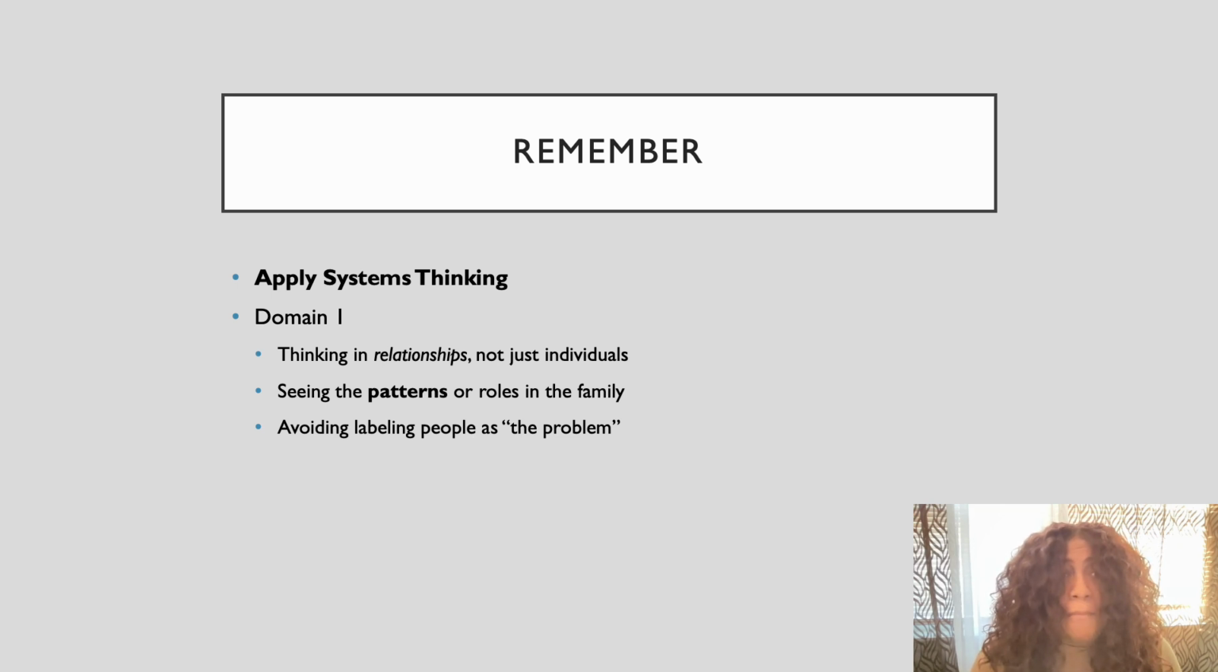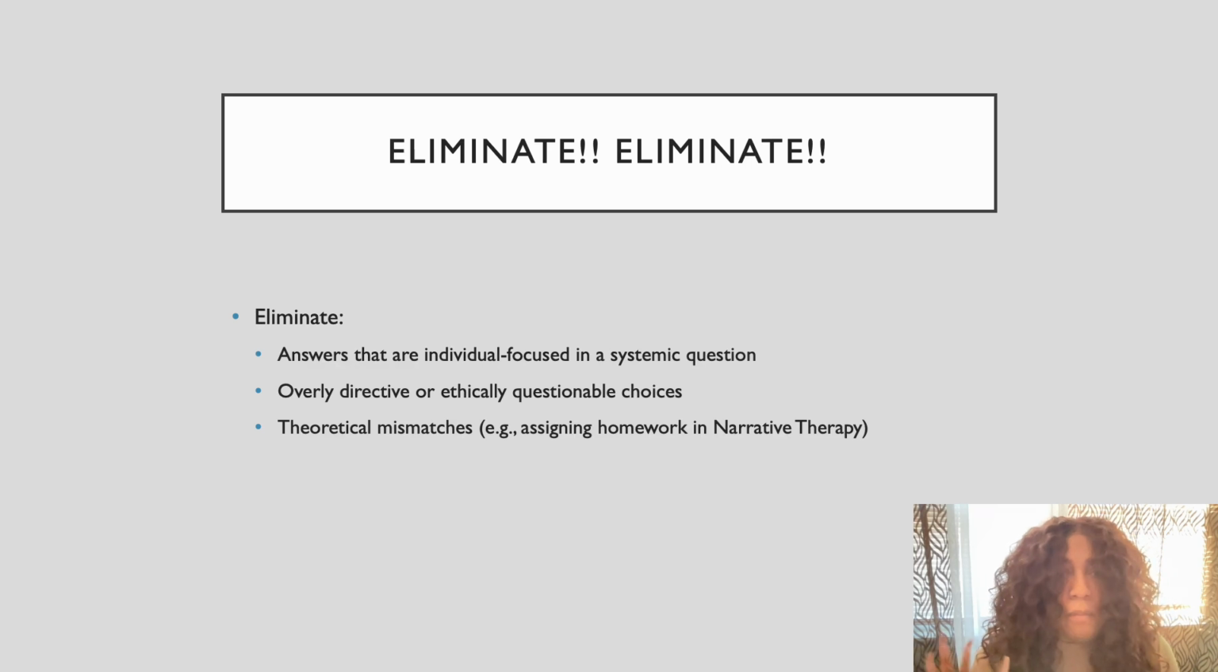Also, pay attention to patterns or roles in the family, or people trying to label somebody else as being the problem. That's the identified patient, right? Labeling who's the problem. It's not just one person who's the problem, right? We are family therapists. We look at the family as a whole, right? There is not just one person that causes the whole problem and why the system is being dysfunctional or disruptive. This is a tactic that you use for any domain. Eliminate.